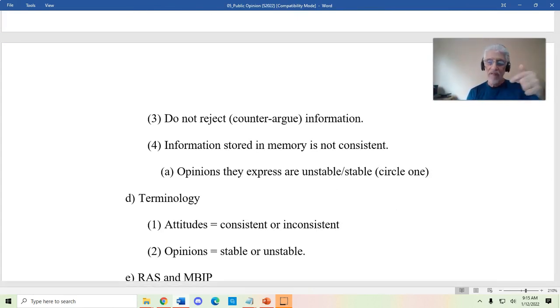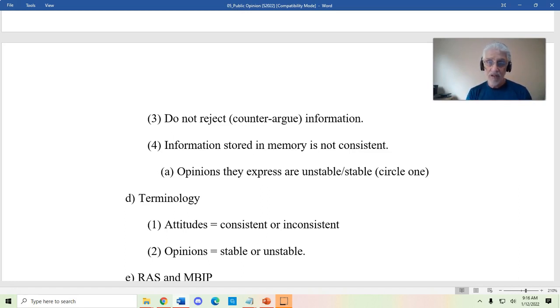As a result, the information that they have stored in memory is not consistent. They don't have all pluses or all minuses in the top and back of the head. For our purposes, we can just assume that somebody who's truly ambivalent has an equal number of pluses and minuses both in the top of the head and the back of the head. So when they take a random sample of attitudes in order to express an opinion, what's going to happen? Are the opinions that they express going to be stable or unstable?